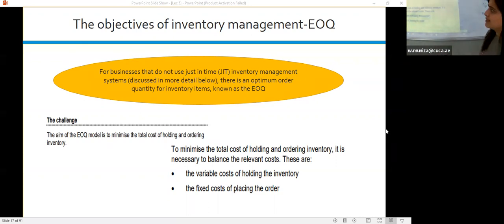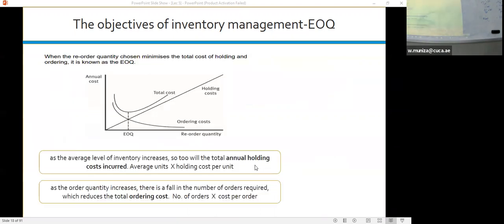So they say for businesses that do not use just-in-time inventory management systems, there is an optimum order quantity for inventory items known as EOQ. To minimize the total cost of holding and ordering inventory, it is necessary to balance the relevant costs. What are relevant costs? Future incremental cash flows. These are the variable costs of holding the inventory, the fixed cost of placing the order. So it means holding costs and ordering costs.